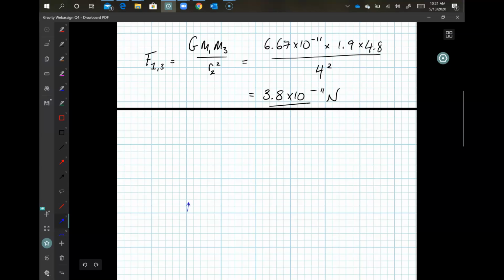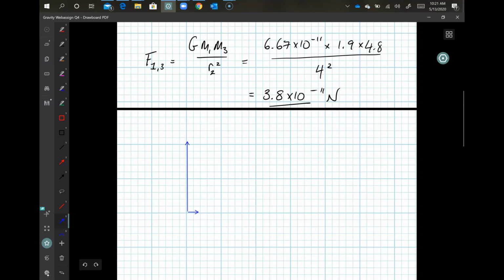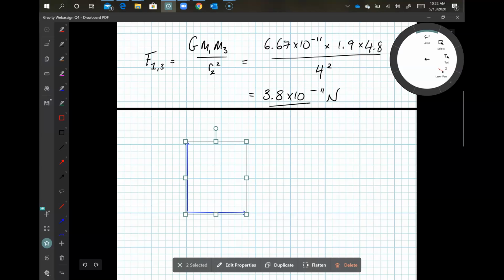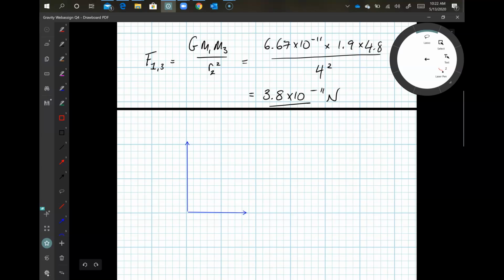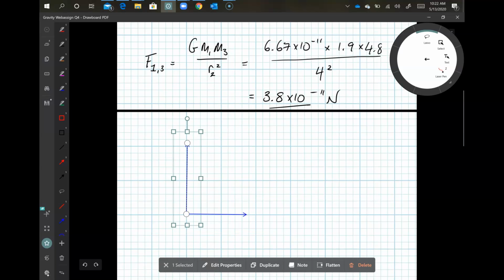F12 was in this direction here, and F13 was in this direction here. Smaller, so put it there. So when you want to add two vectors together, remember that the answer is always what you get when you draw your two vectors nose to tail and draw a line that goes from the very beginning to the very end. Just move that a little closer to the perpendicular.